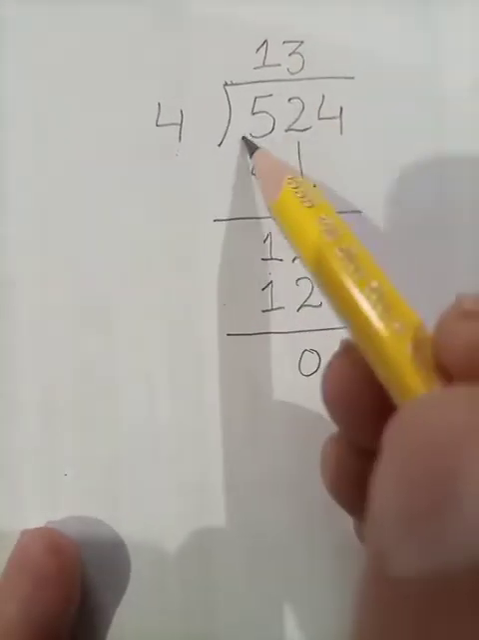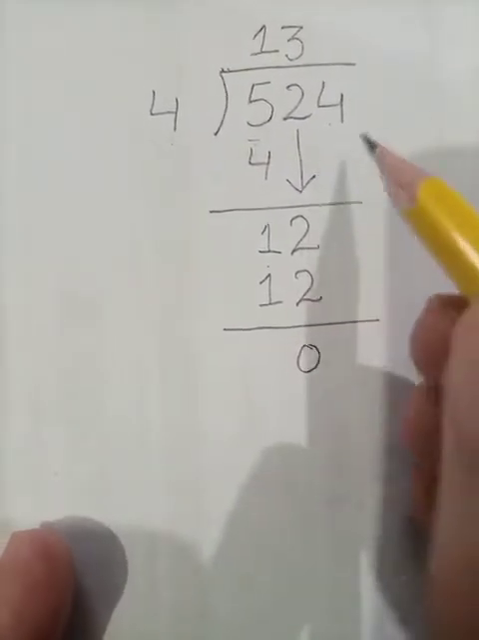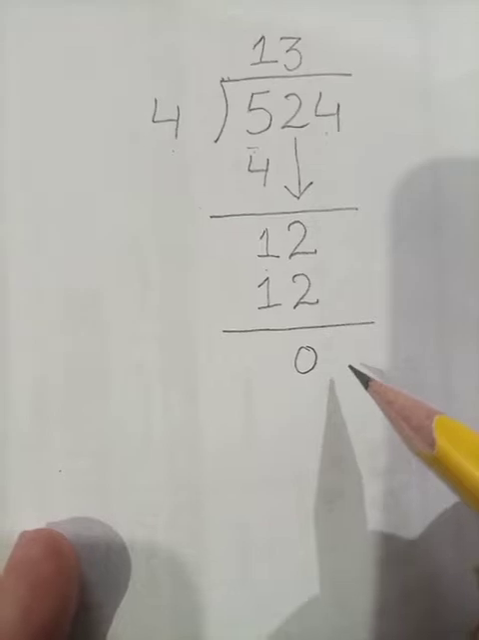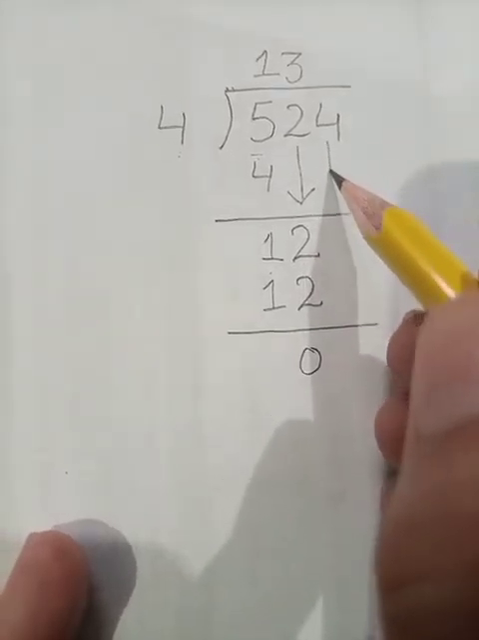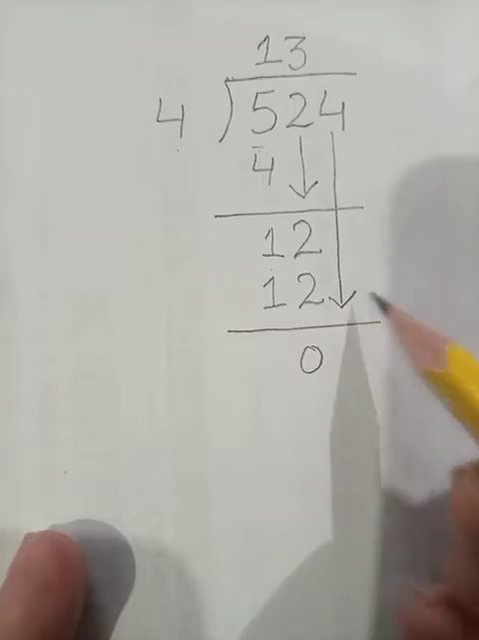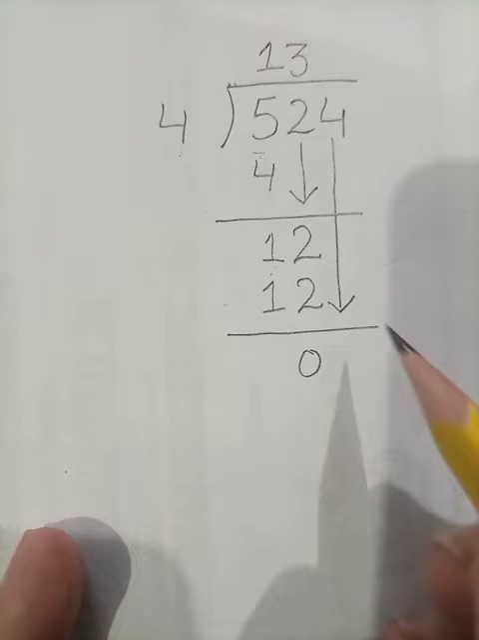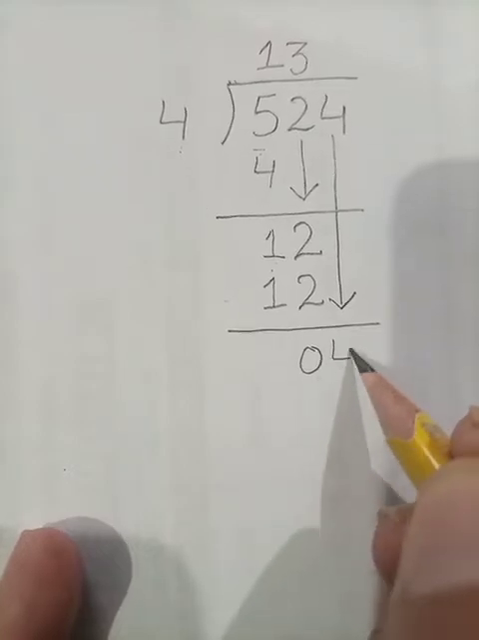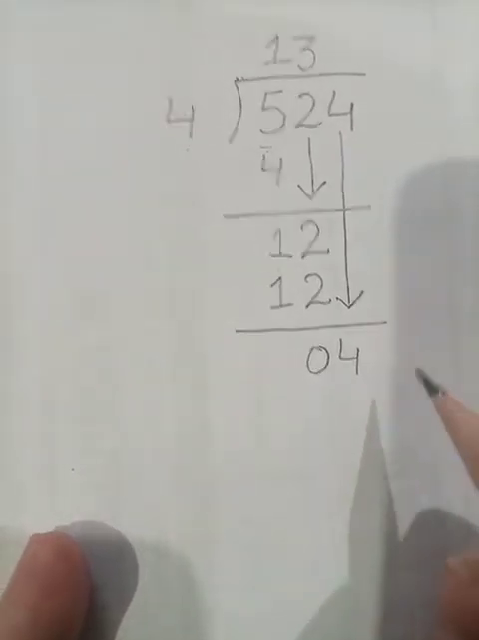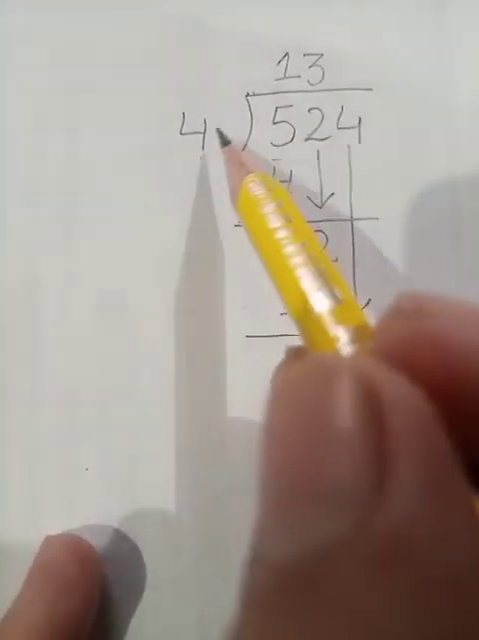Now in the dividend portion, we are left with the number 4 only. So students, can I write this 4 here? Yes. Now I am bringing down this 4 here. Now I have brought down this 4 into the ones column here. Okay. And in the last, we are going to divide this number by our divisor.